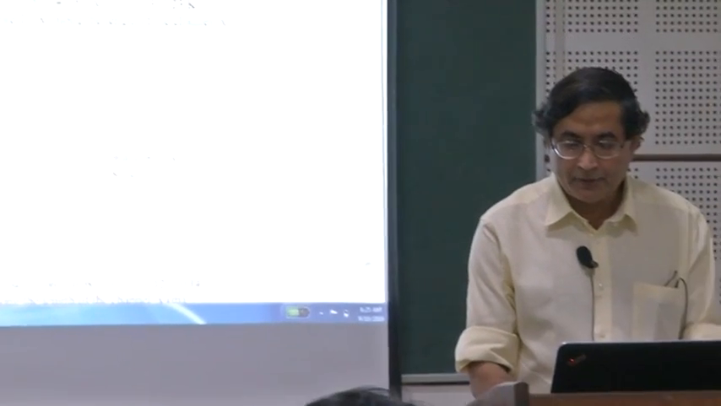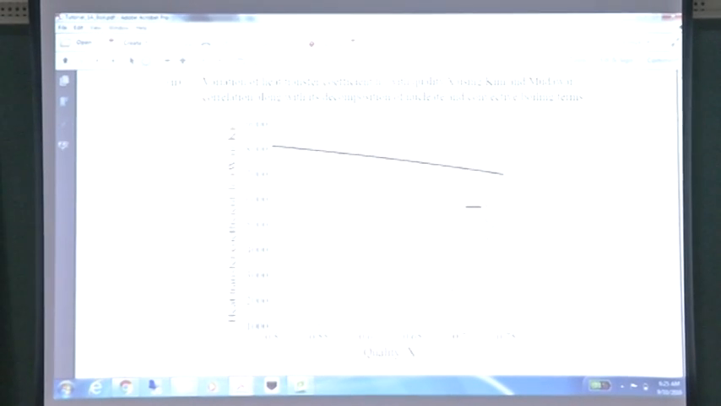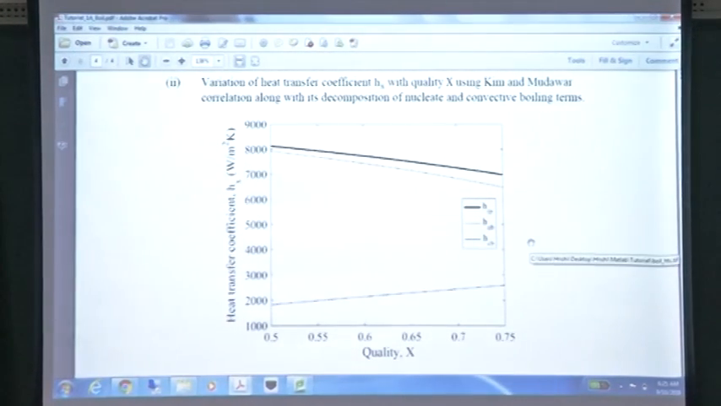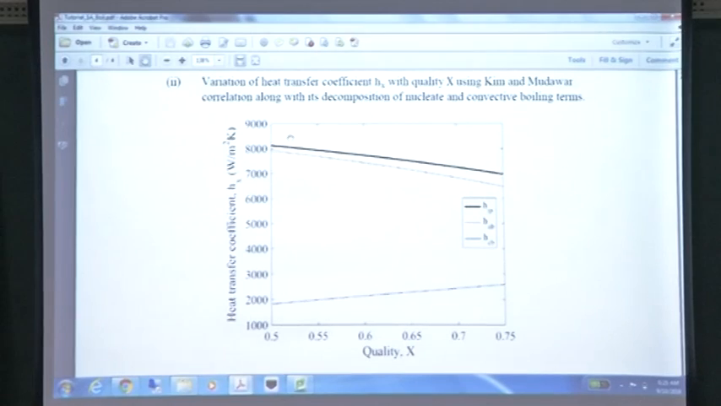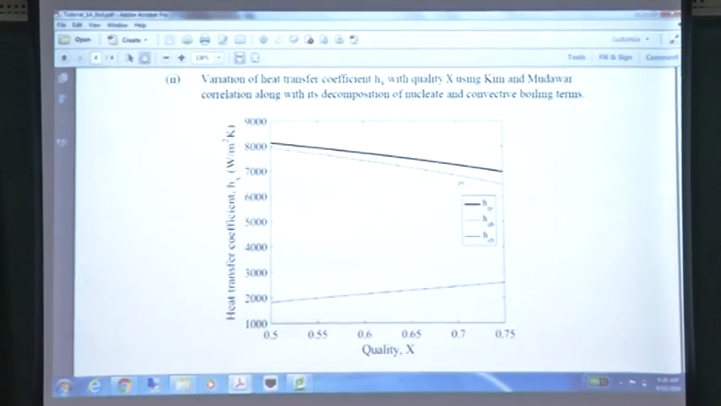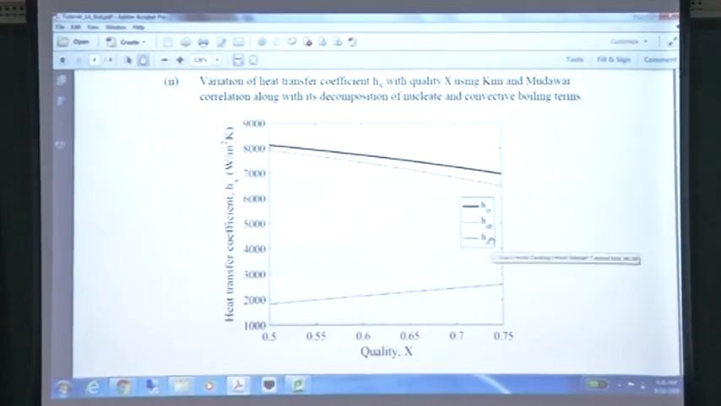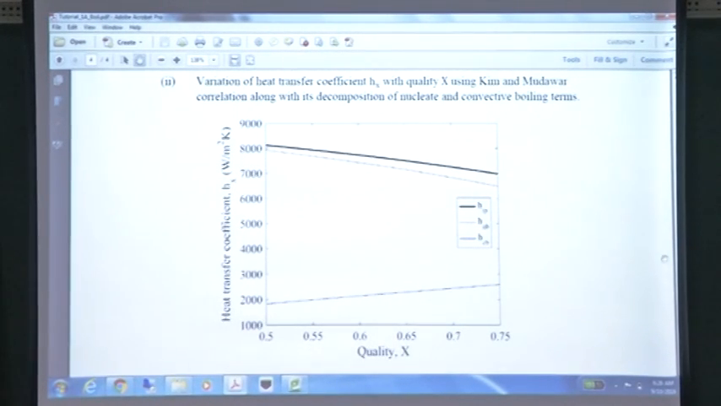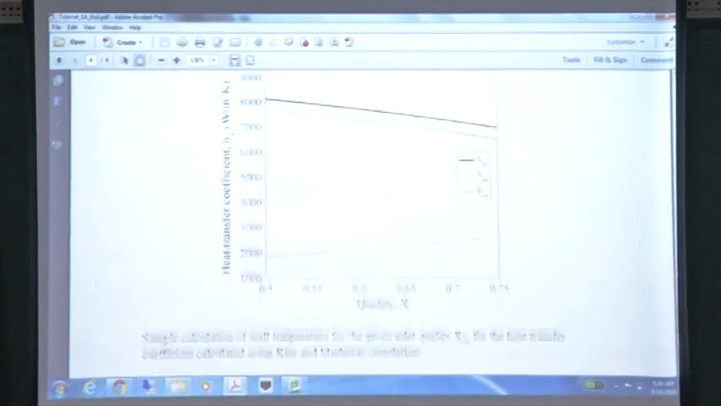Actually, the other way around, it should. The graph has been, the total heat transfer coefficient is dropping, not rising. Only the convective one rises. So let me correct myself. The total is dropping because the nucleate boiling component dropping is more dominant than the convective boiling component's rise. So the total was dropping, and that's why my wall temperature had to rise.